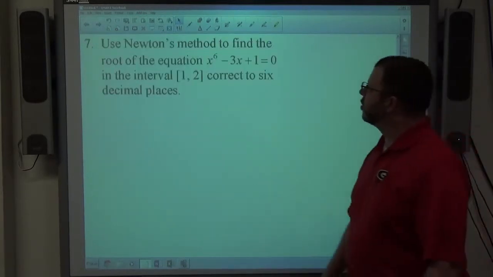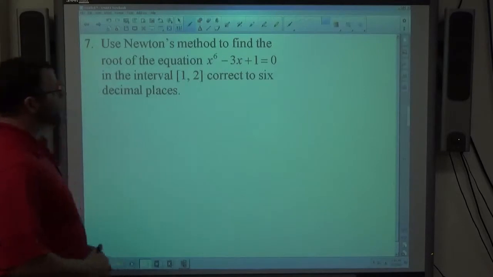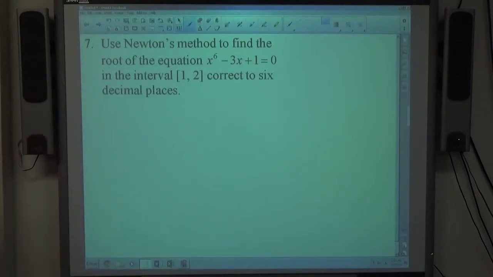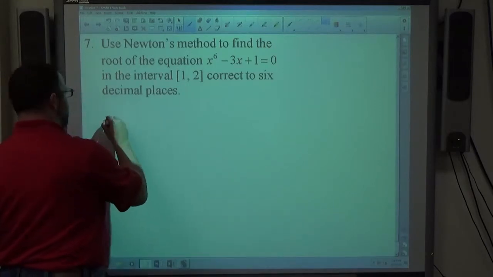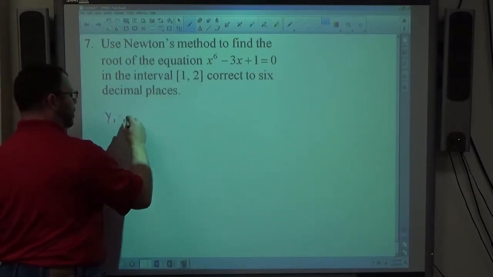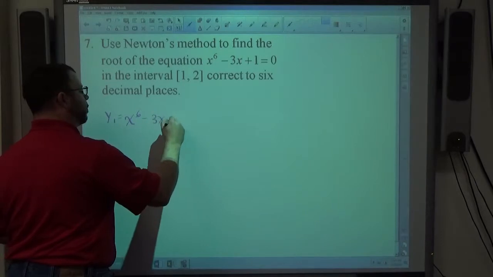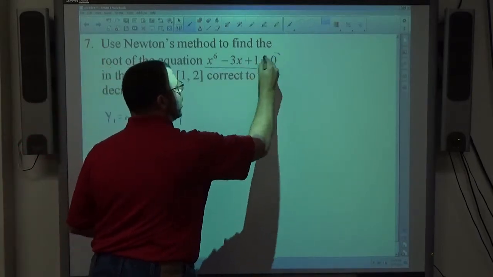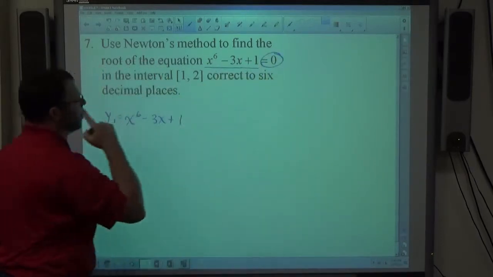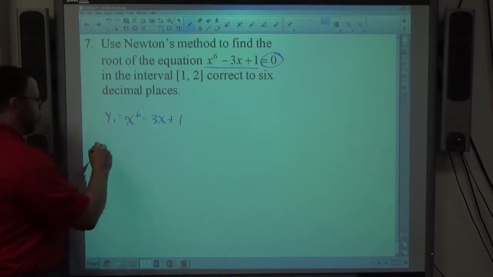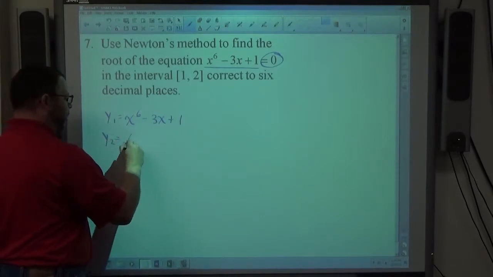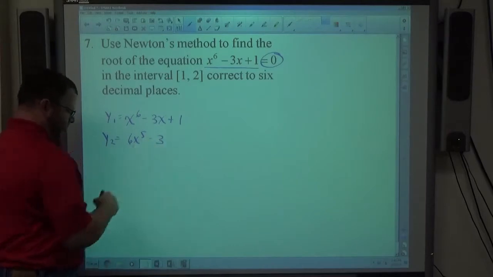Number 7, use Newton's method to find the root of the equation x to the 6th minus 3x plus 1 equals 0 in the interval from 1 to 2, correct to 6 decimal places. So Newton's method, I'm going to let y1 be the function, x to the 6th minus 3x plus 1. Since it does equal 0, which is a requirement for Newton's method, it's already ready to go there. y2 is going to be its derivative, so 6x to the 5th minus 3.